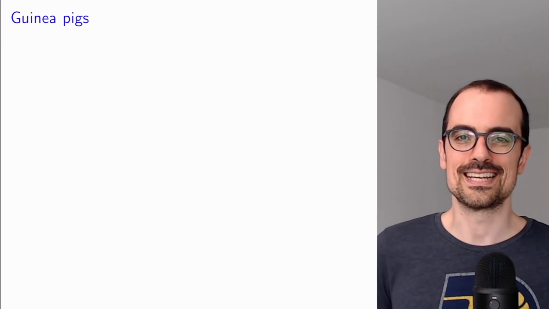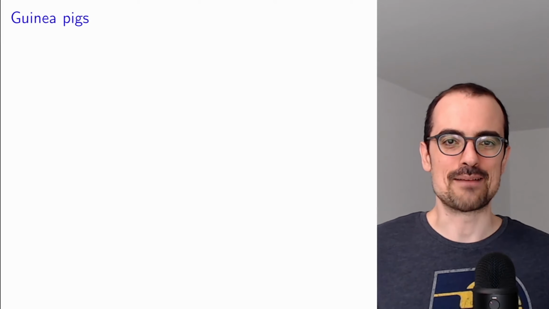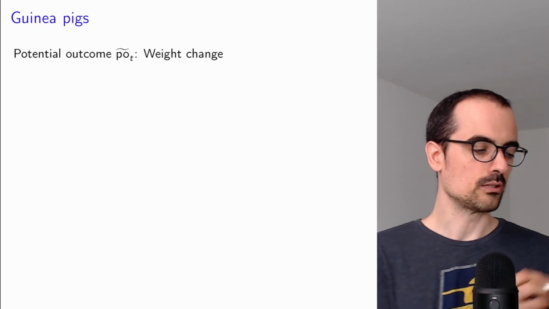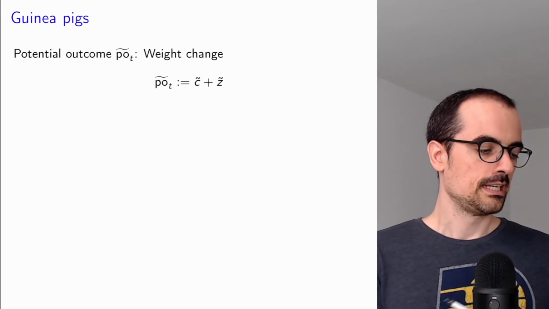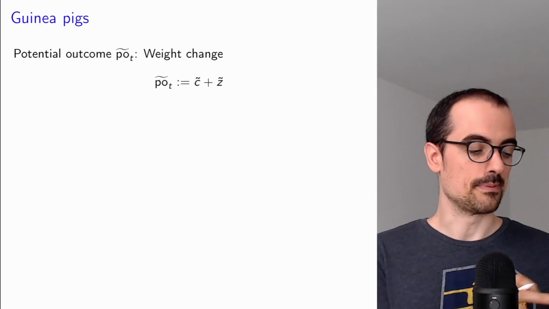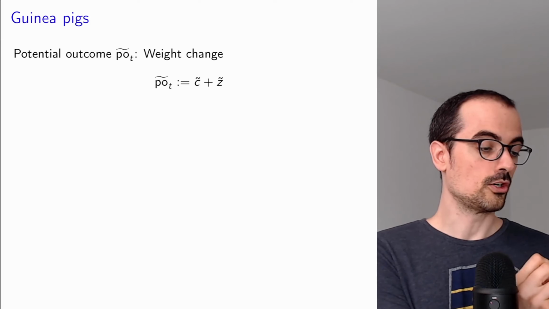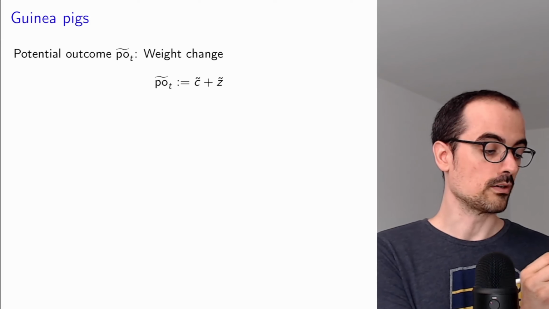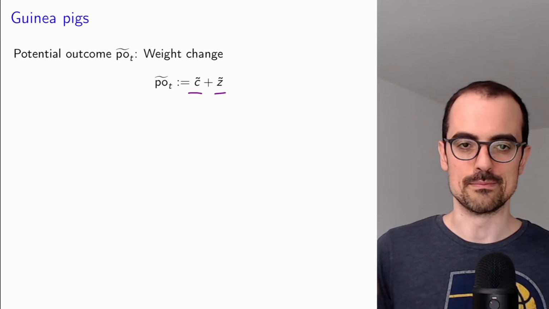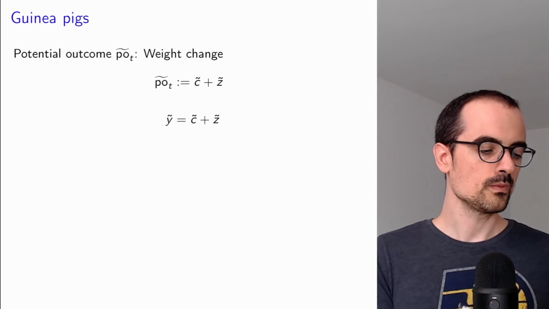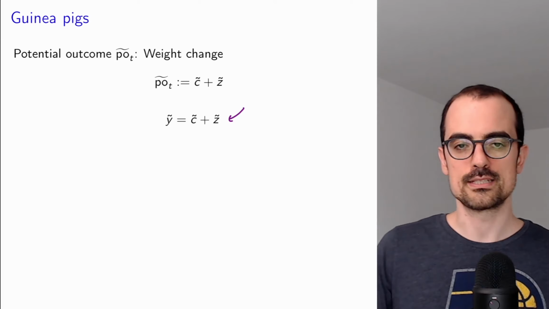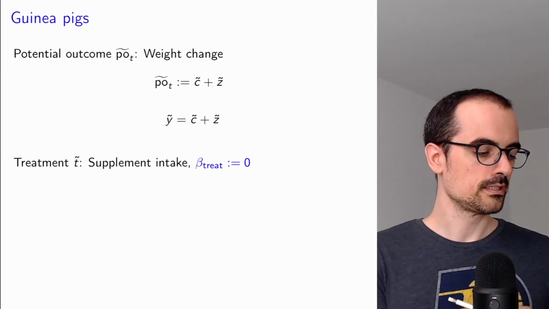So now let's take a look at our specific example for these guinea pigs. In our specific example, the potential outcome is the weight change, and the weight change truly does not depend on the supplement. So here it only depends on the food intake, which is the confounder, and some other variables. For example, the genetics of the guinea pig or something like that. And so what we get to observe is just the value of the confounder plus these other random quantities.